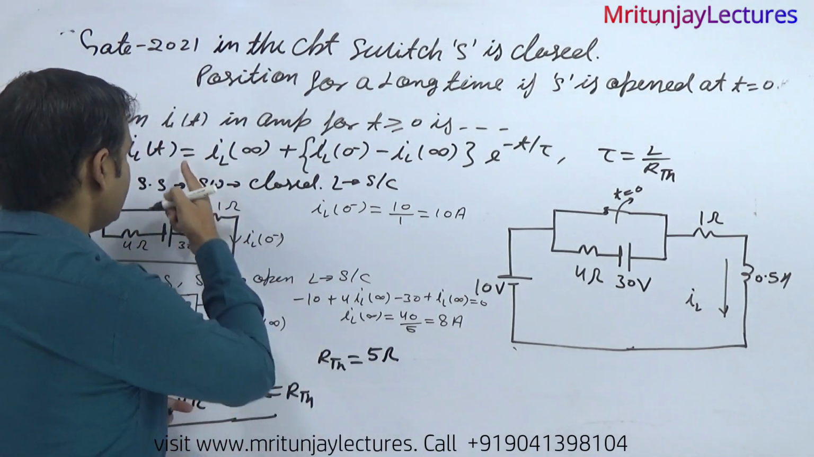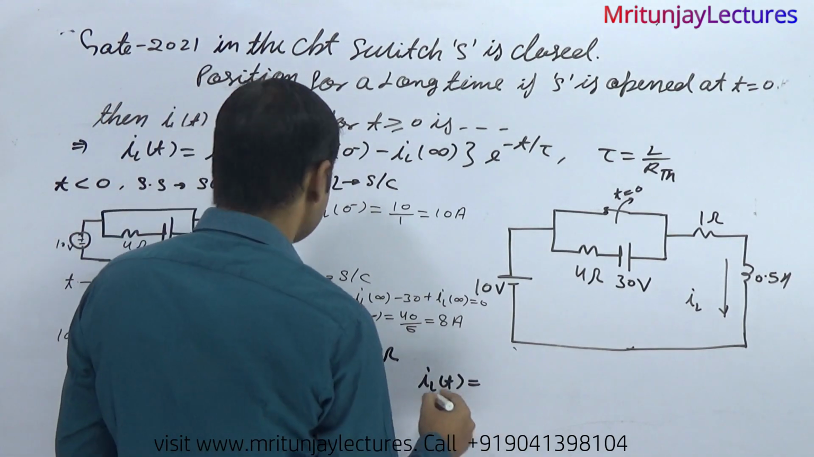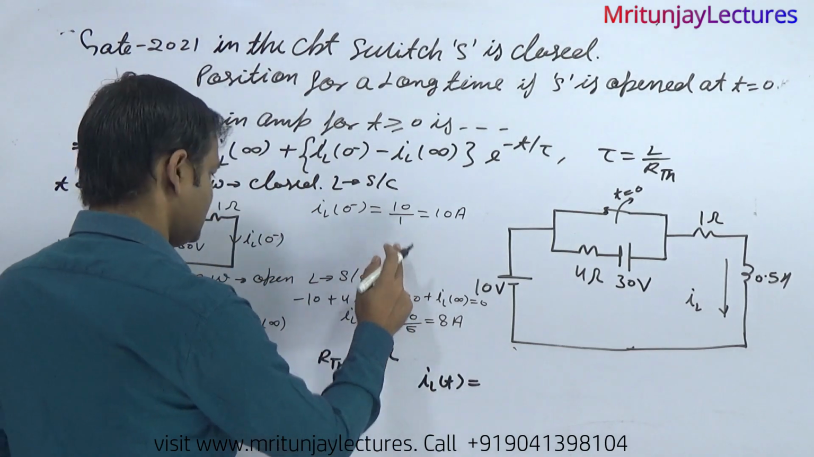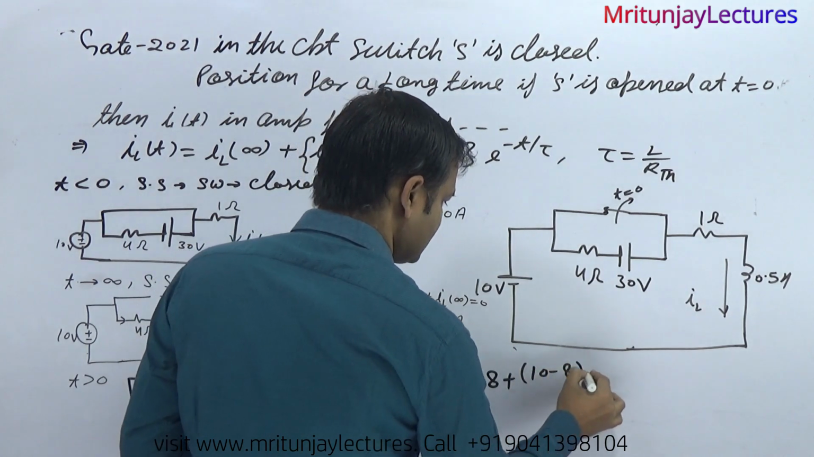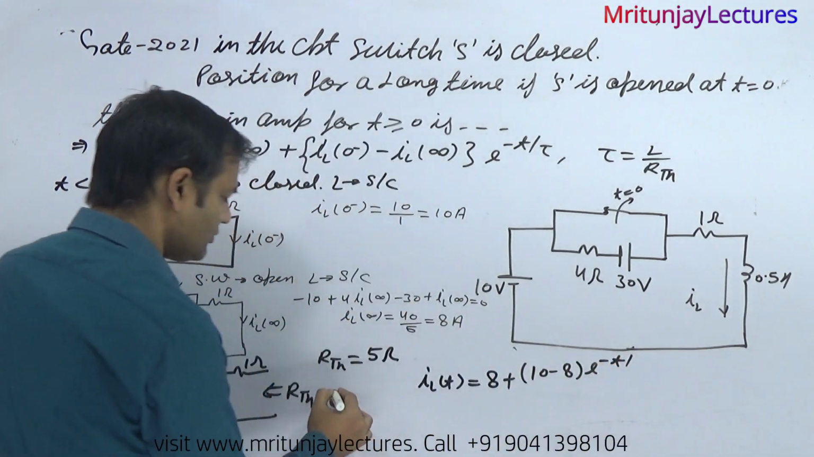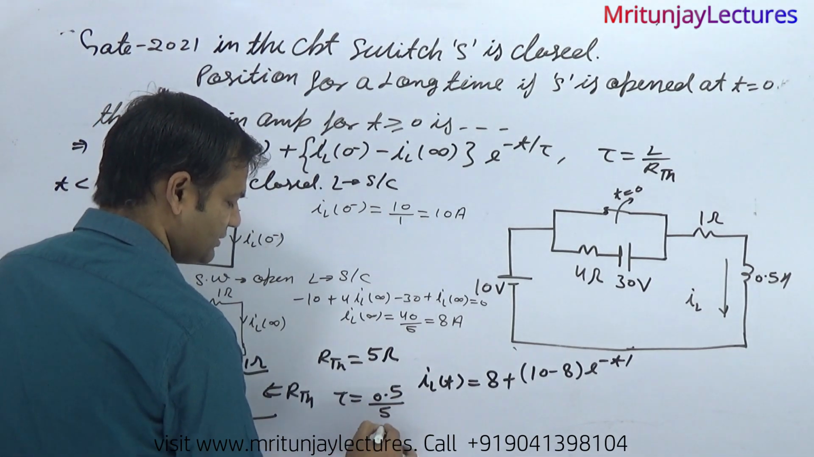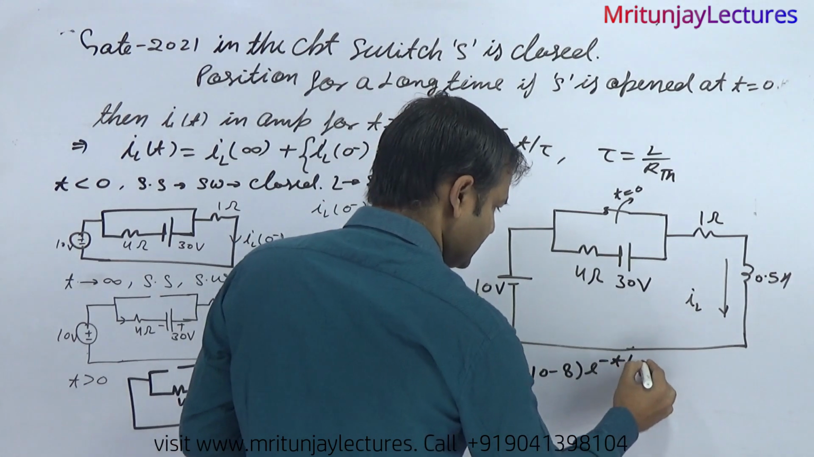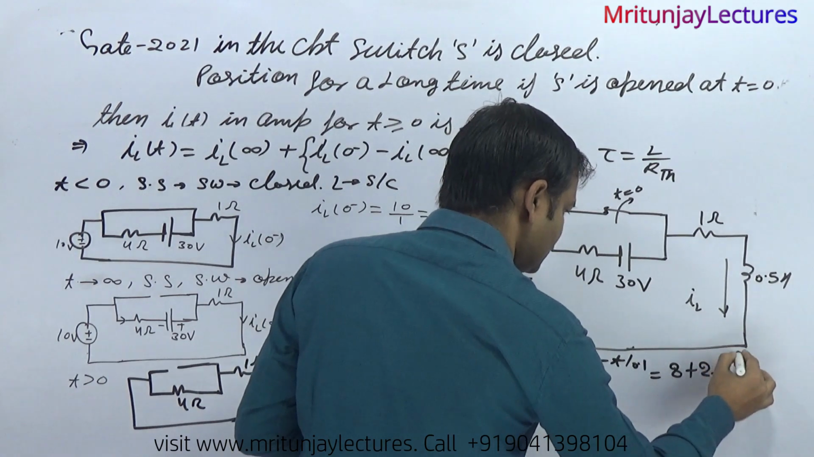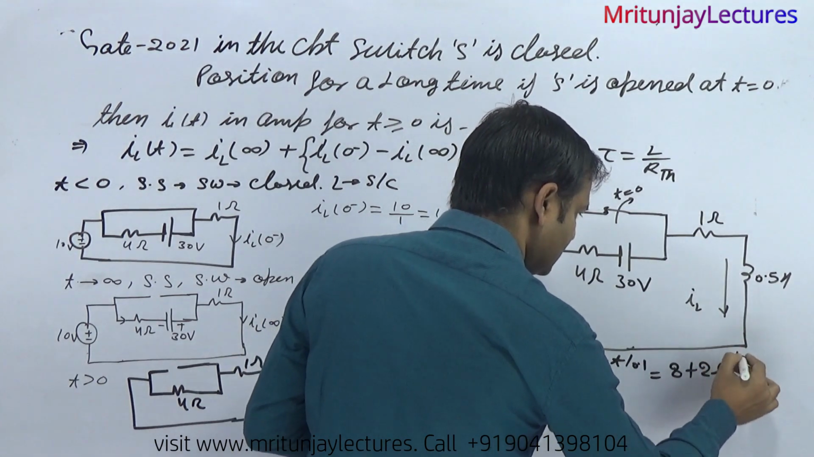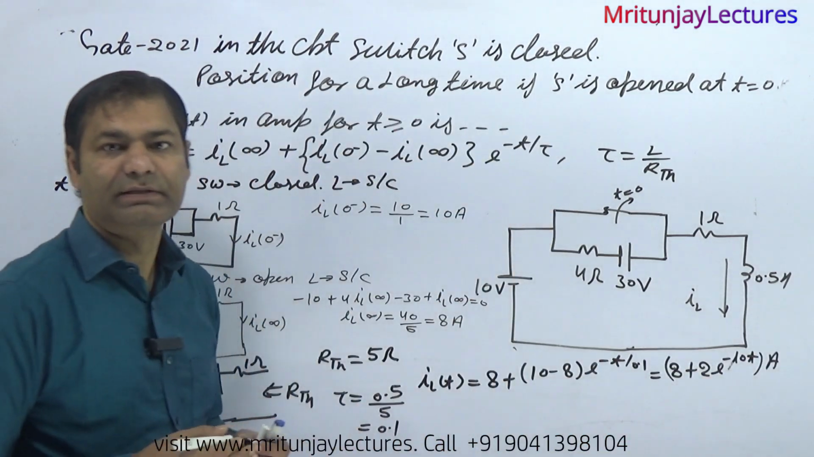If we put these values here, what about i_L(t)? i_L(infinity) is 8, and here 10 minus 8 into e to the power t by tau. Tau is L, which is 0.5, divided by 5, that is 0.1. So i_L(t) is 8 plus 2 into e to the power minus 10t. Clear or not? This is the final answer.